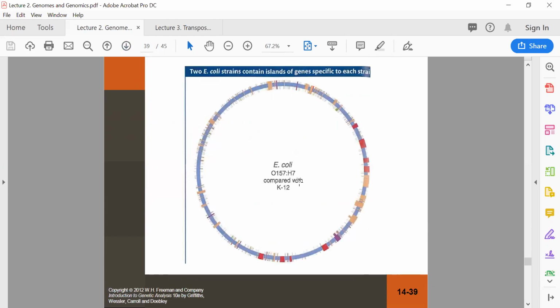Okay, and here we have E. coli O157 compared with our normal K12. All right, so this represents the one chromosome of E. coli, and these little blocks here represent islands of genes that are specific to each of those two strains.